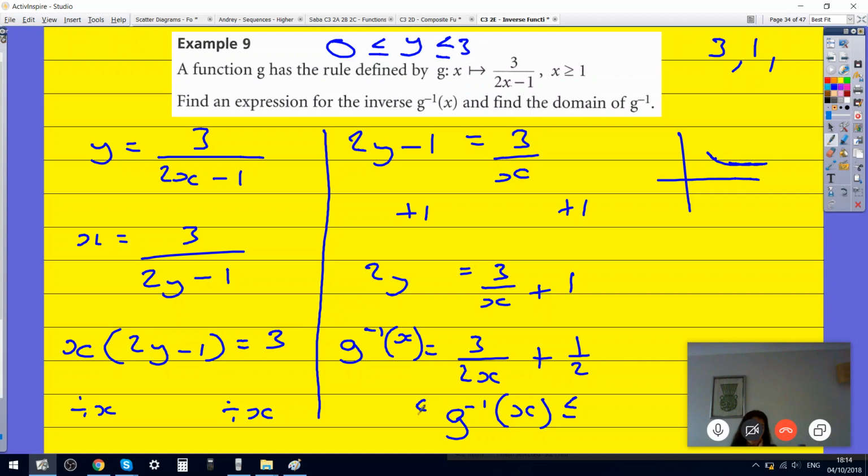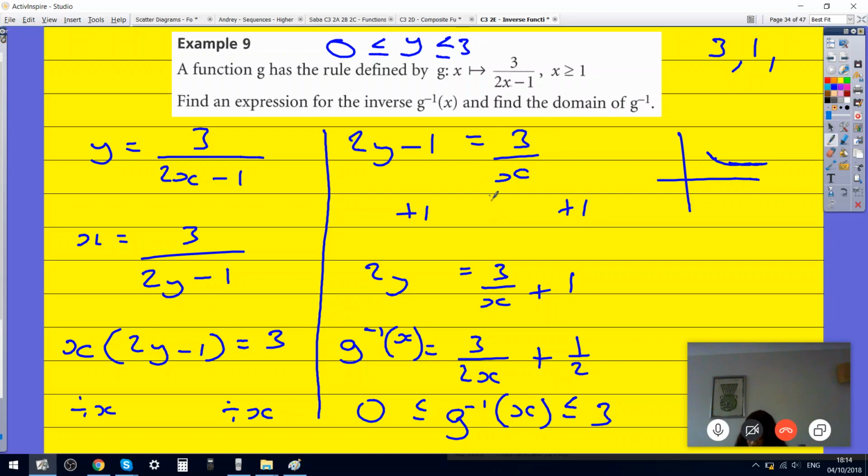Greater equal to minus 3. No, I don't know. Inverse function, x swaps with y swaps with x. Domain swaps with range swaps with domain. So they're just the same? It's the same, yeah. So the domain for the function is the range for the inverse function. The range for the function is the domain for the inverse function.